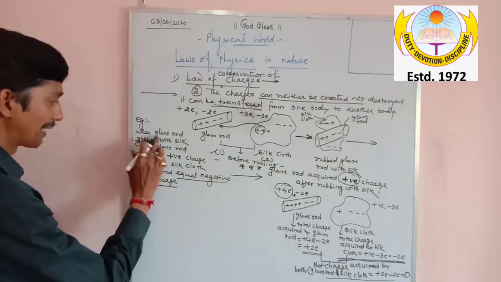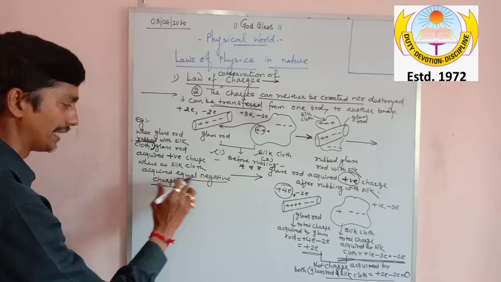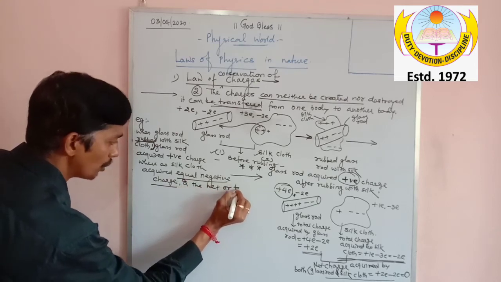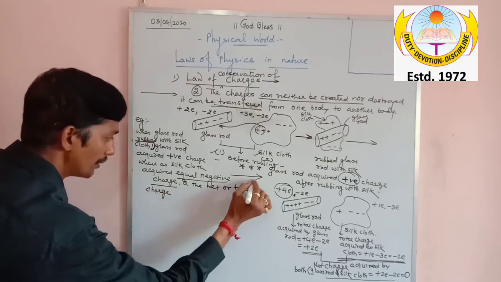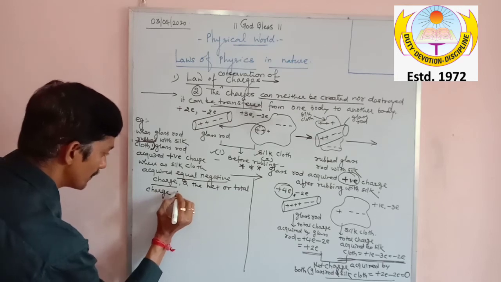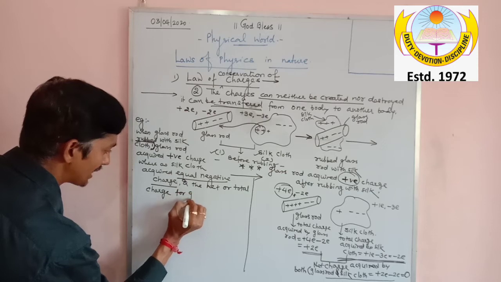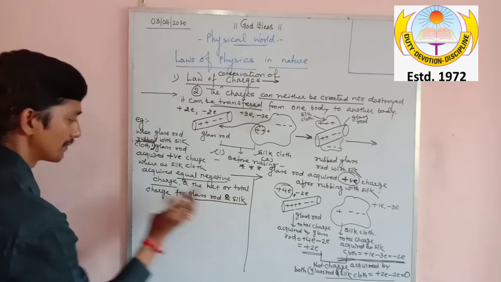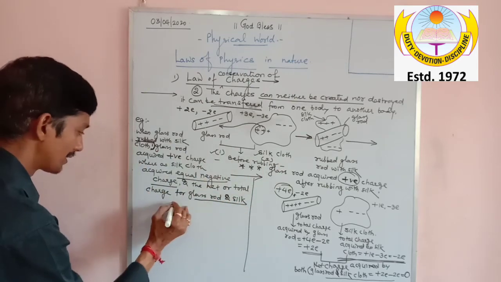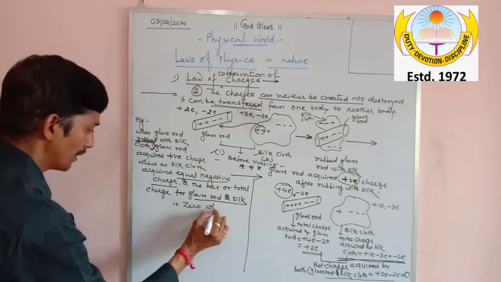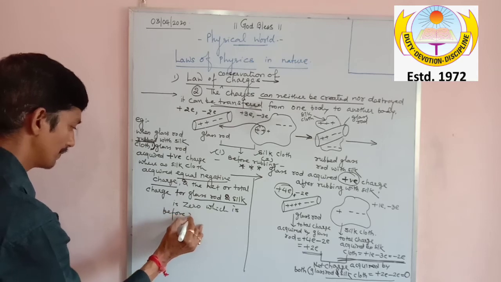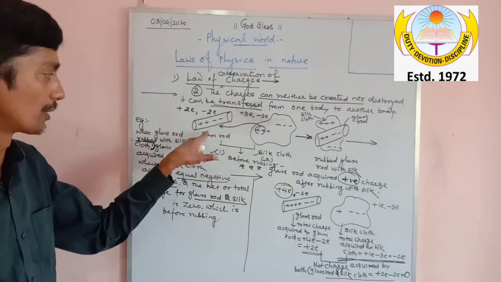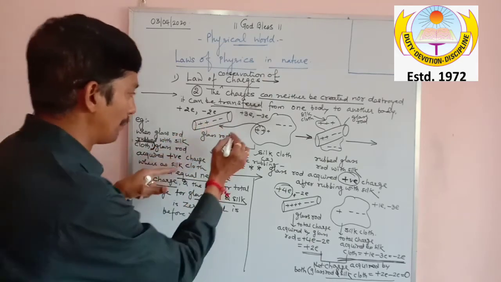So here is the last statement, that when glass rod is rubbed with silk, the glass rod acquired positive charge, silk cloth acquired equal negative charge, and the net or total charge for glass rod and silk, I said and, this and is very important, for glass rod and silk, meaning I combined, is 0, which is before rubbing. This 0 is which is before rubbing, meaning before rubbing also the individual charge of each body was 0. So if I add it here also, the answer will be 0.